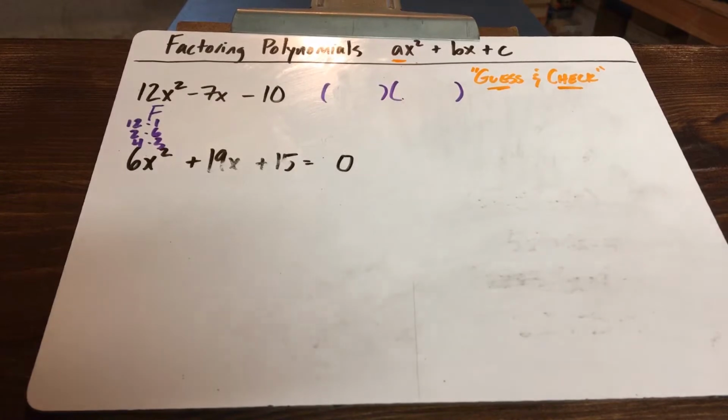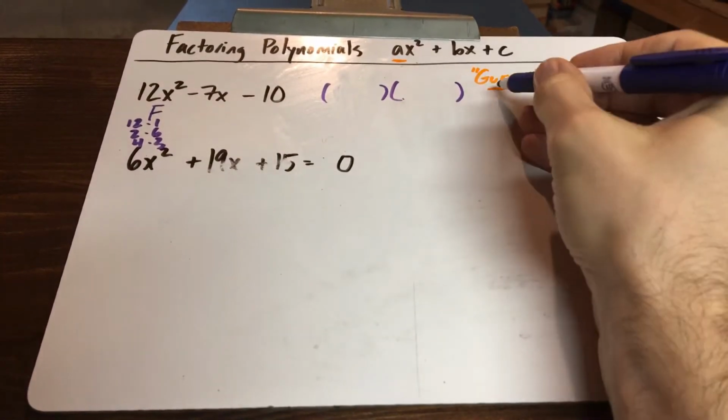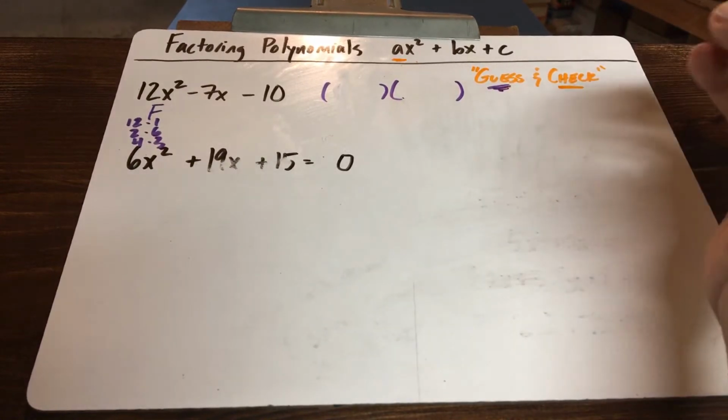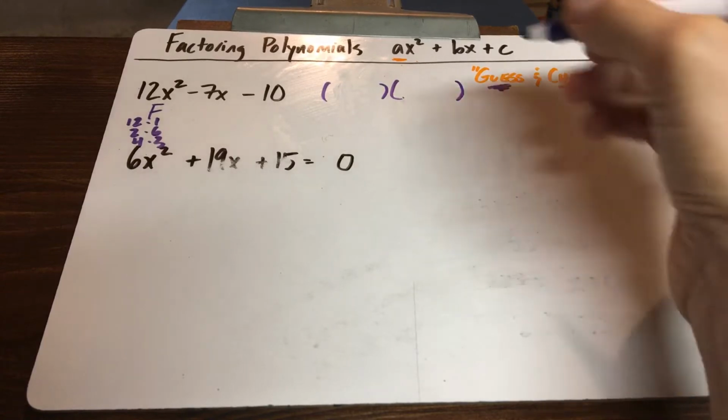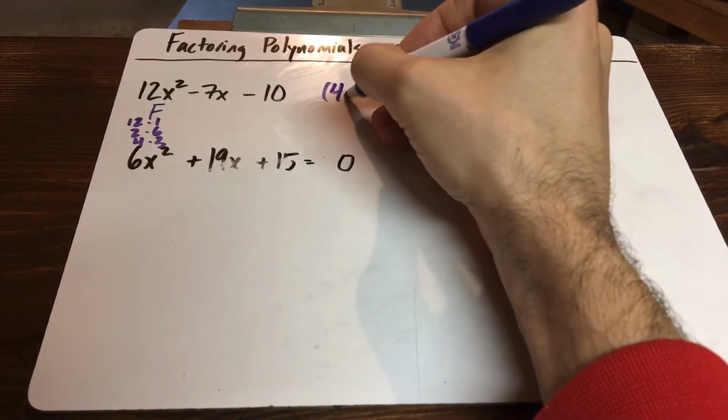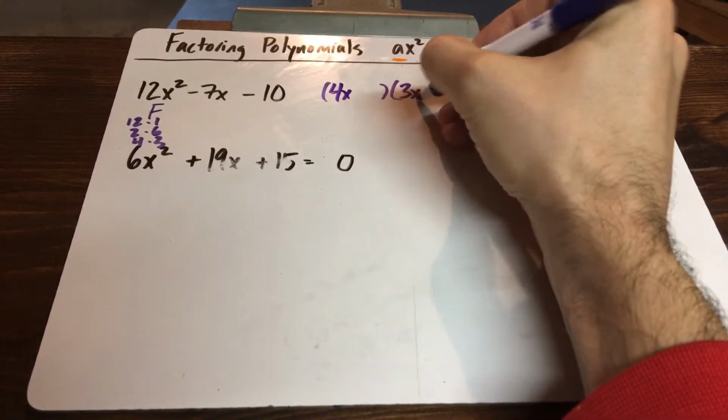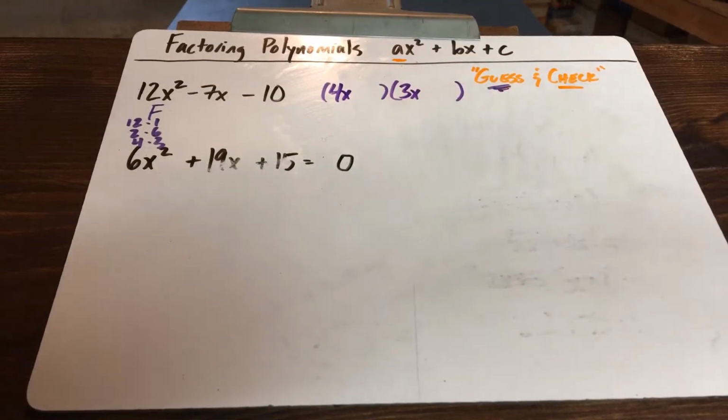Most of the time, it is not the combination that involves the number 1, so I'm going to do that one last. We're just going to have to make a guess. That's why it's called guess and check. We're going to make a guess, and maybe for this example, let's guess 4 and 3. Let's guess that it was 4x times 3x. I think that might be the one I want to go with for the letter F.